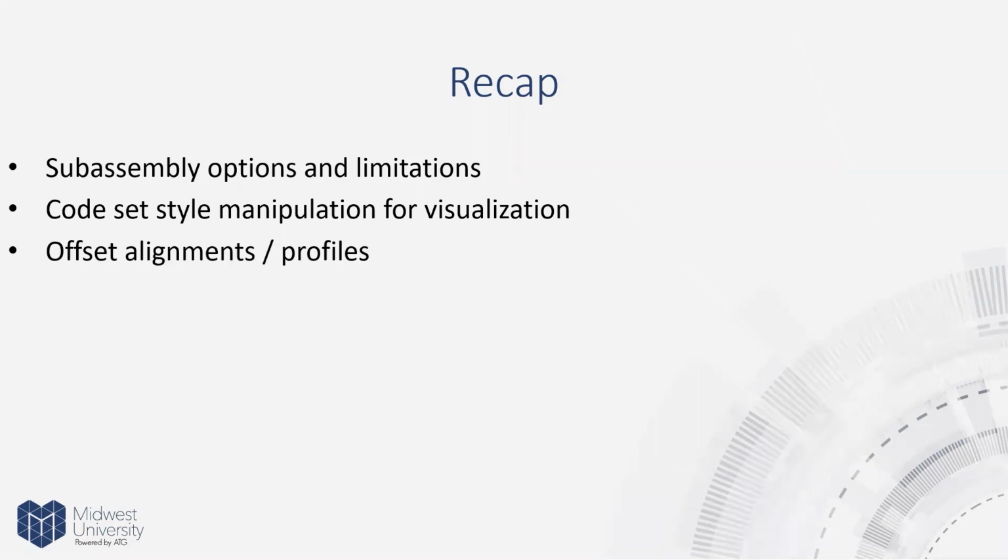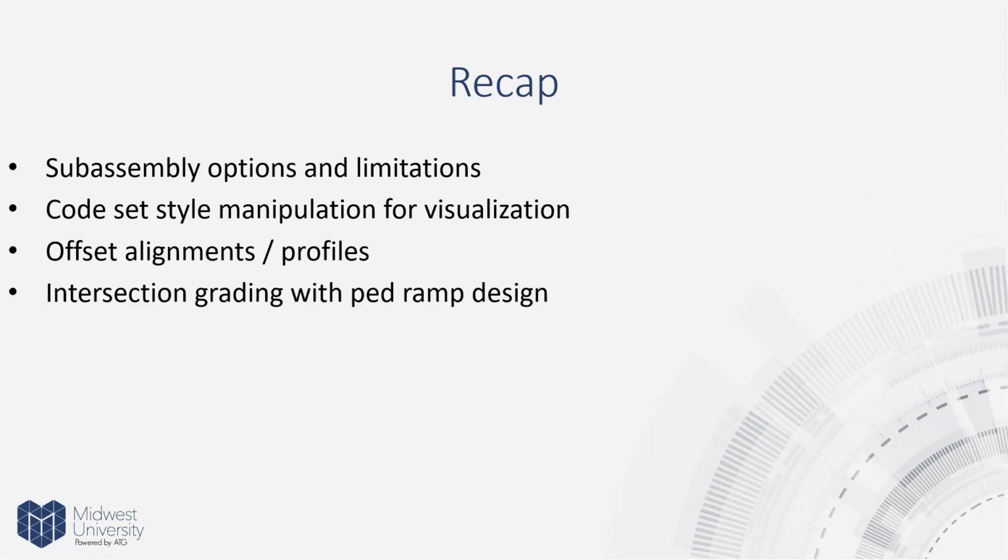Offset alignments and profiles, different ways to utilize those. They're handy tools. Definitely utilize them. They work really well. I find that it's easier to find offset alignment profiles because they're named, rather than using, say, a polyline or a feature line that you're trying to see what's targeting. This has got a name. It's interconnected to your main alignment, so you're working in tandem. Everything's interconnected, which is pretty nice. And then looking at intersecting grading and a little bit of the ped ramp design.